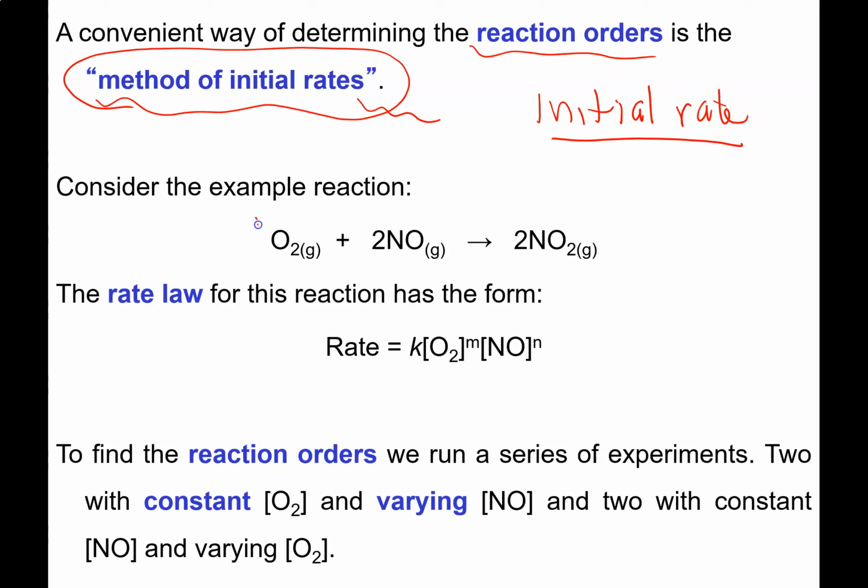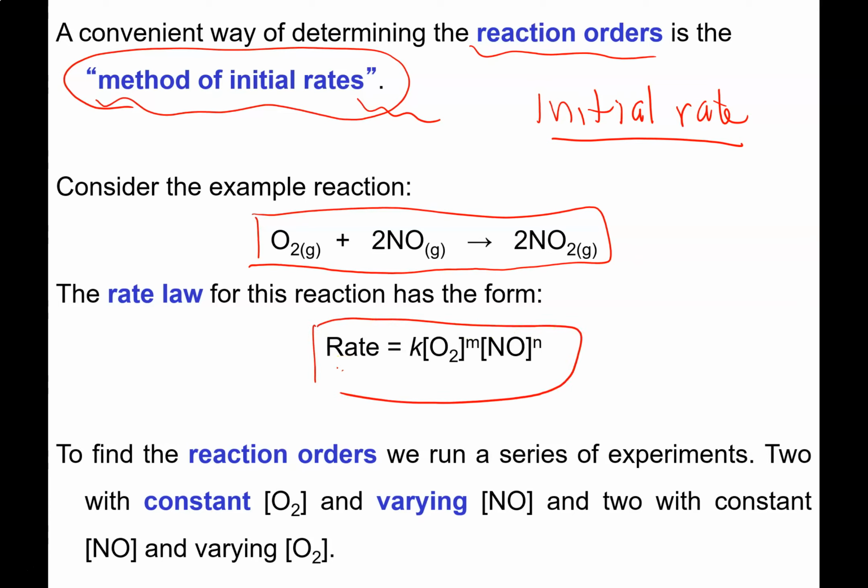So I'm going to give an example of one of these reactions that occur in the atmosphere. It's the reaction between O2 gas and nitrogen monoxide, which is a gas produced in the engine of your car, and these two react to form NO2, which is a pollutant and respiratory irritant. So we know that the rate law for this reaction has the form: the rate is equal to the rate constant multiplied by the concentration of O2 raised to its reaction order multiplied by the concentration of NO raised to its reaction order. So how do we figure out what m and n are?